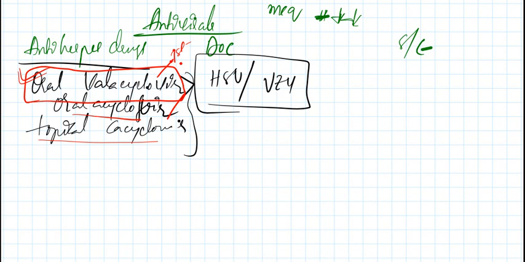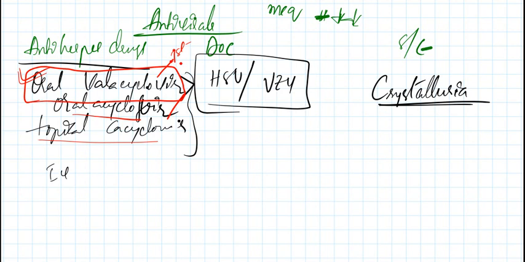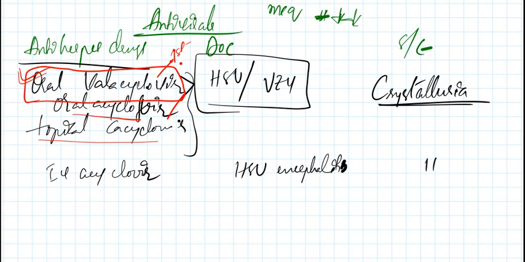Now if you come to side effects, what is the most common side effect that you see? Crystalluria. It's the side effect caused by acyclovir and valacyclovir. Now if you come to IV acyclovir, it is used in herpes simplex virus encephalitis. And they also cause the same side effect, that is crystalluria.